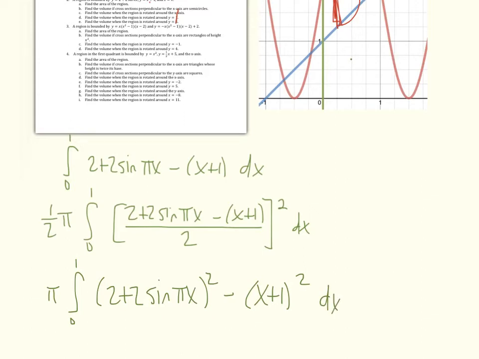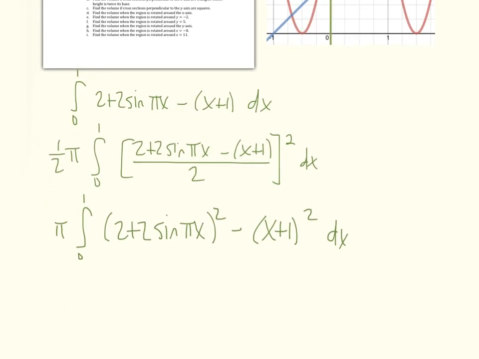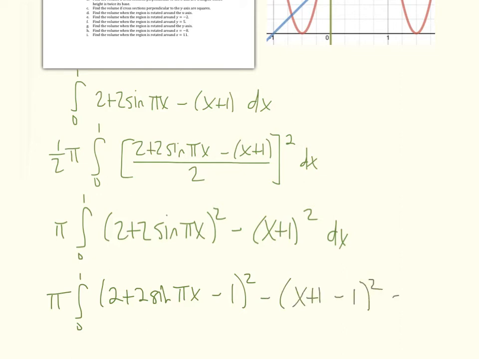Okay, now we're rotating around y equals 1. So here's our line. Still have a hole. But you got to do top minus bottom. So it's going to be 2 plus 2 sine pi x minus 1 squared, minus x plus 1 minus 1 squared.